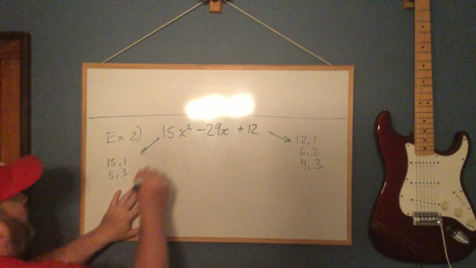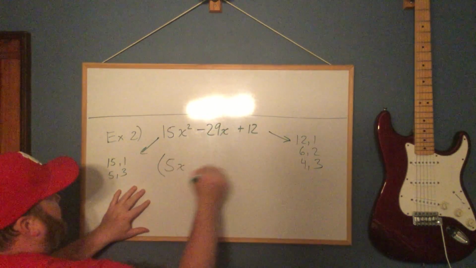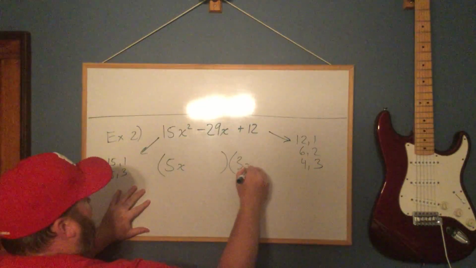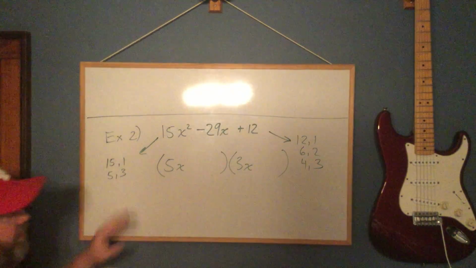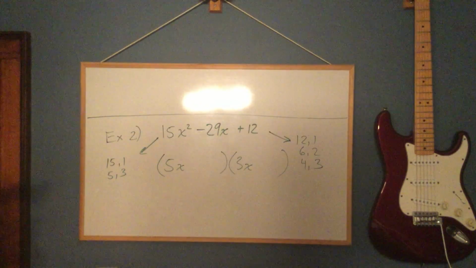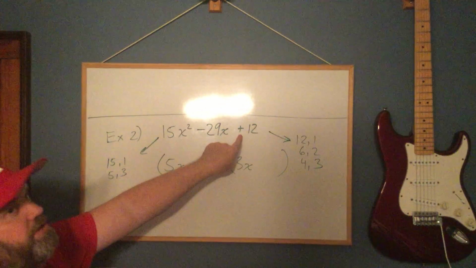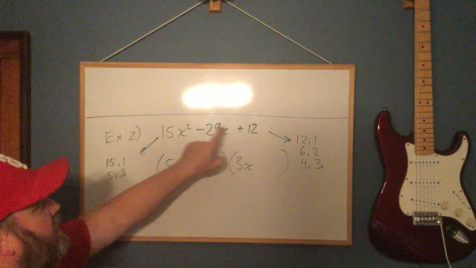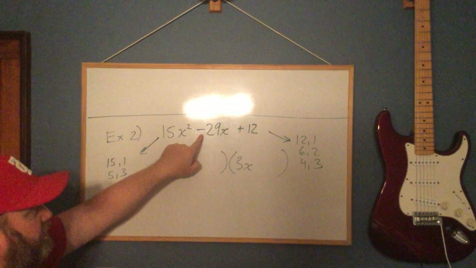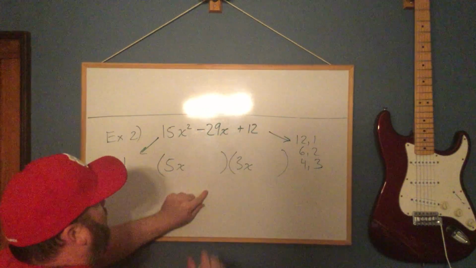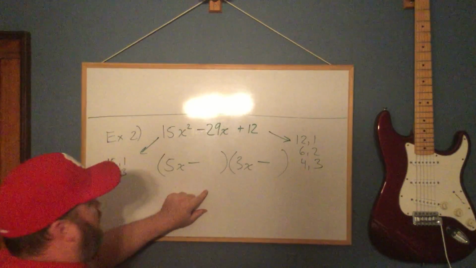So I'm going to start with 5x and 3x. And again, I'm just guessing. I don't know if those are it or not. Now, this one's a little bit better than the first example because that's positive, which tells me they're same signs, and the signs are negative. I can tell from that middle term. So I can put minus and minus already.